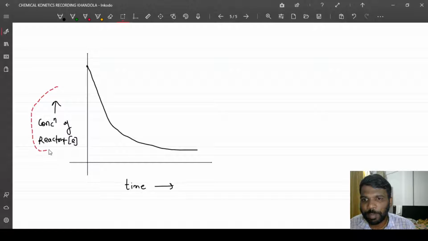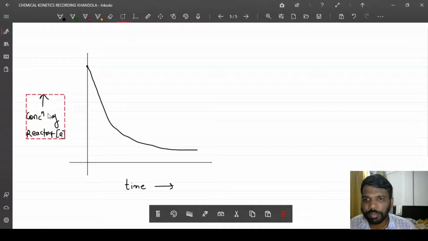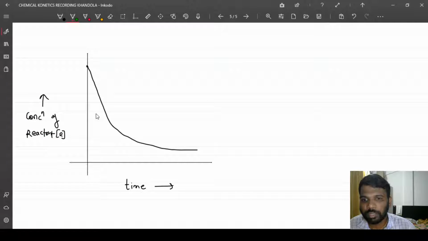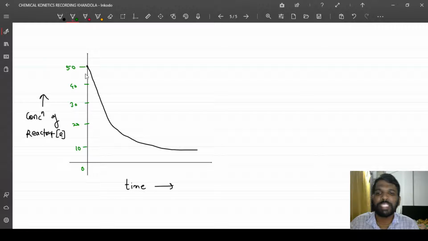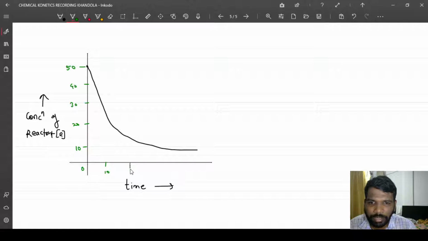So this is the axis of the concentration. This is the time axis. This is 0 over here. And let's say this is the concentration 10, then here it is 20, then 30, 40, and concentration is 50. This is the maximum concentration of the reactant. This is how it is going to fall with time. Let's say this is 10 minutes, 20 minutes, 30 minutes, 40 minutes, and so on.